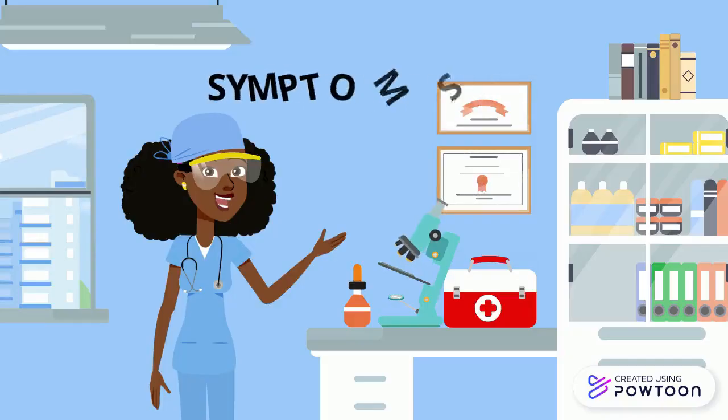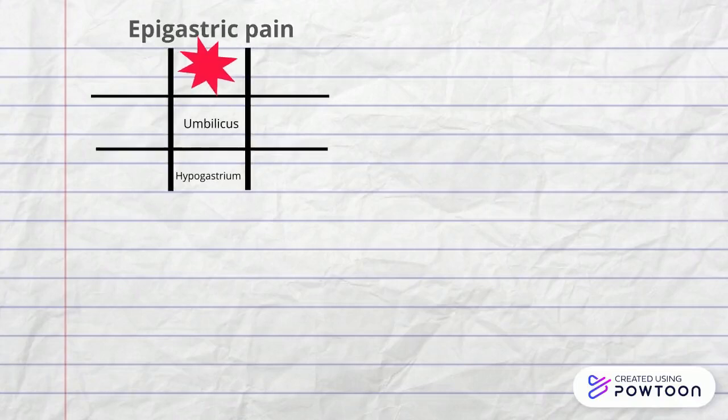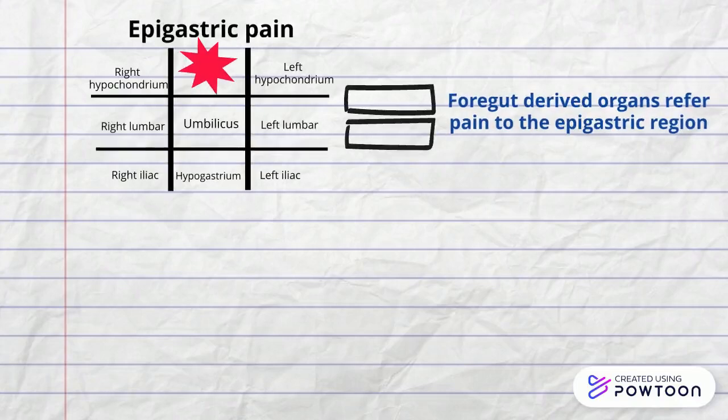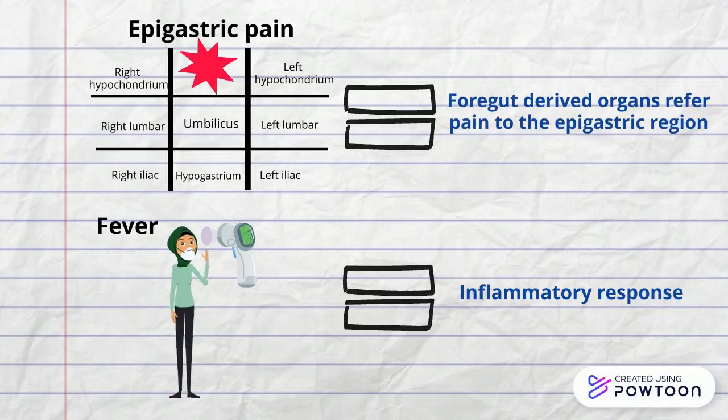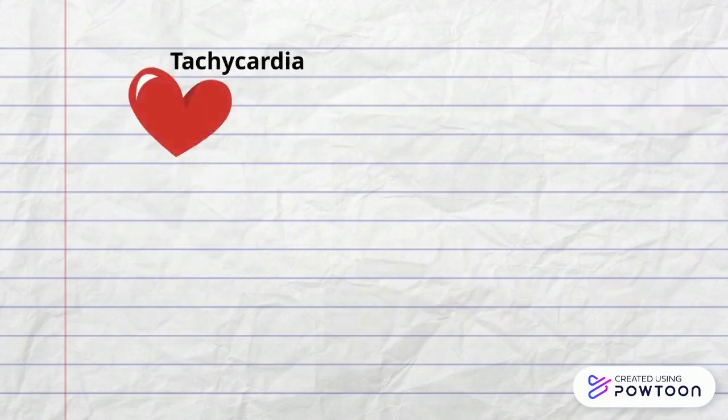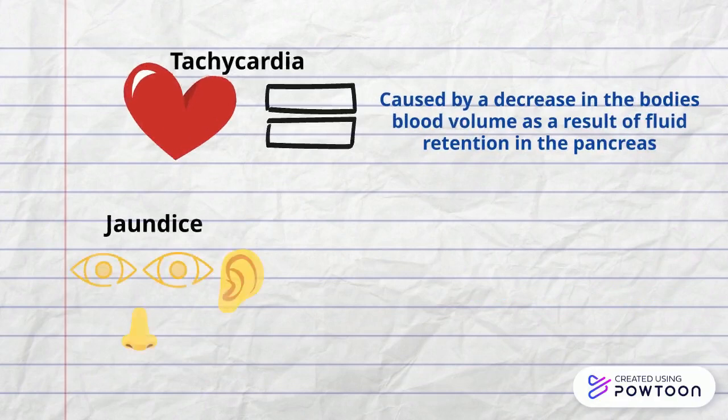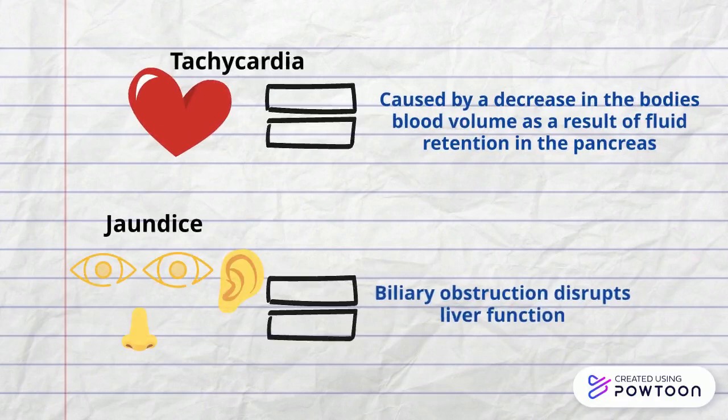Symptoms of acute pancreatitis include epigastric pain due to the referred pain of derived organs, fever caused by the body's innate immune defenses and inflammation, tachycardia as the body's blood volume is decreased as fluid is drawn to the pancreas, and jaundice due to biliary duct obstructions limiting the flow of bilirubin from the liver.